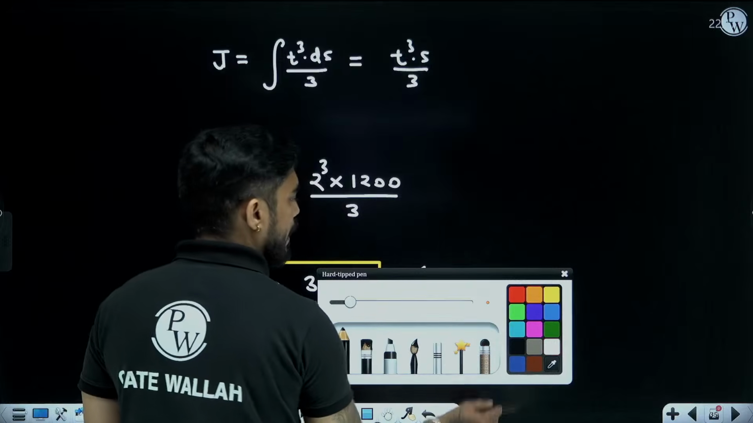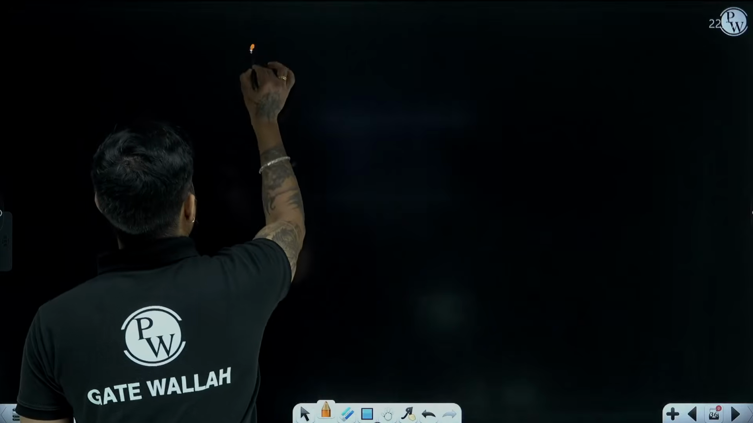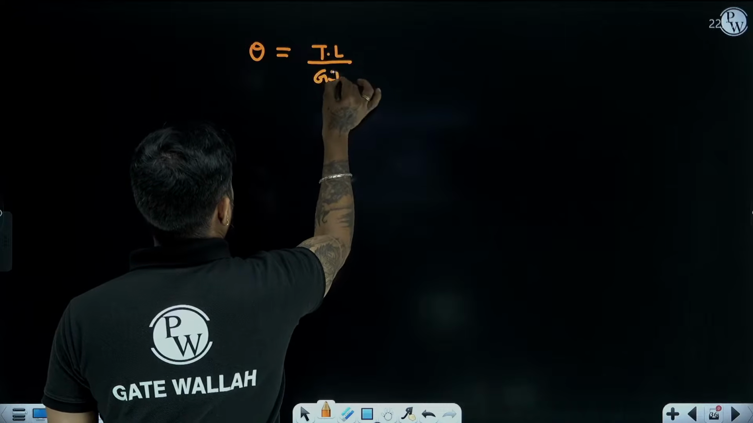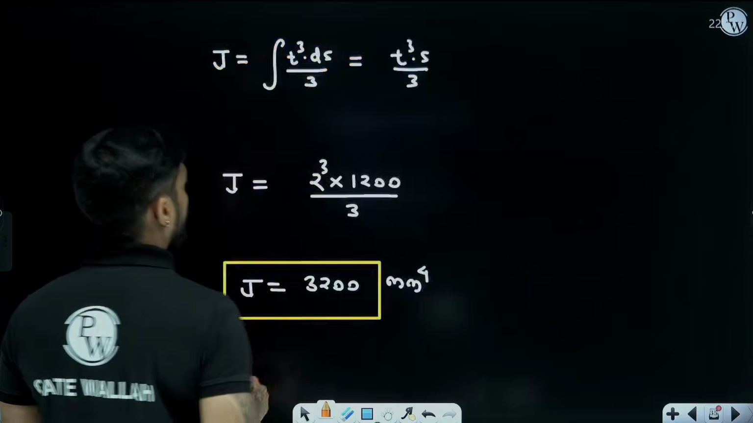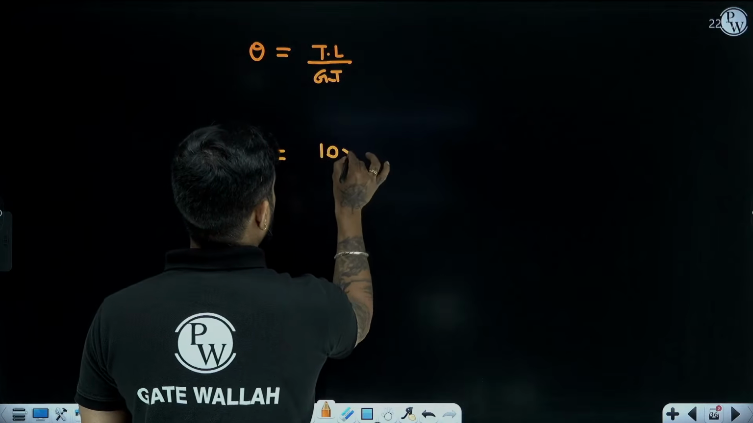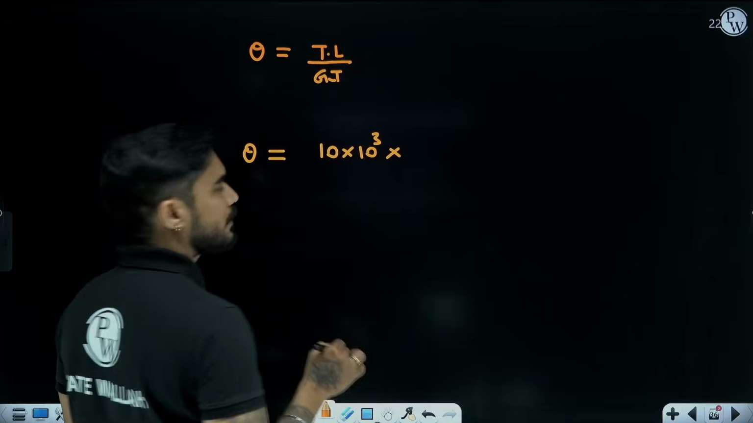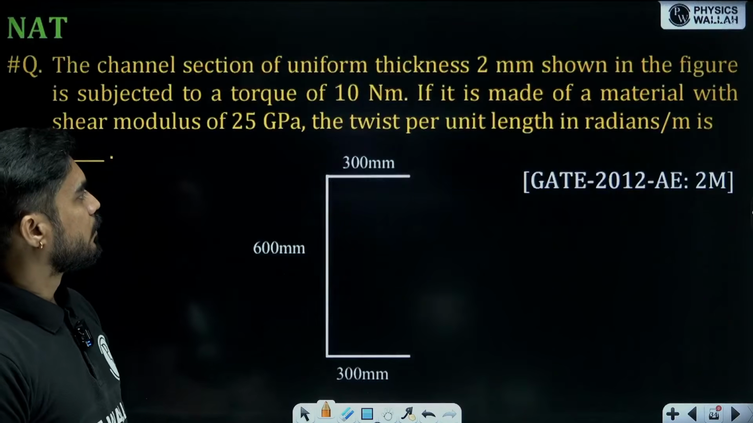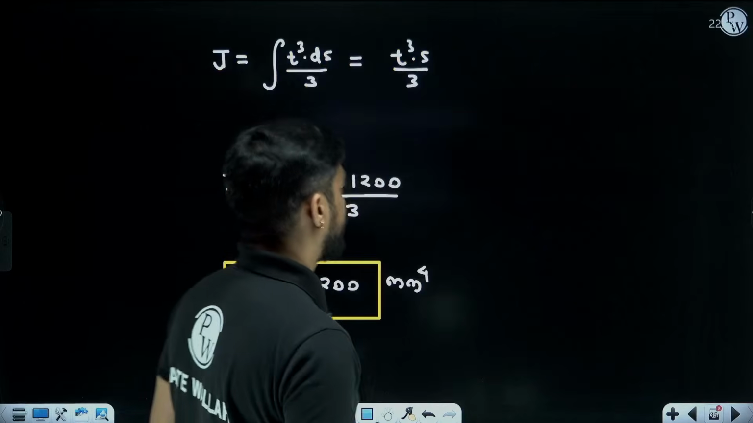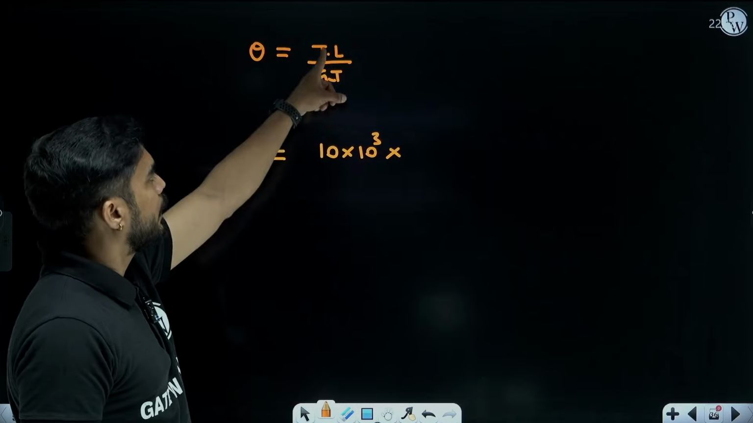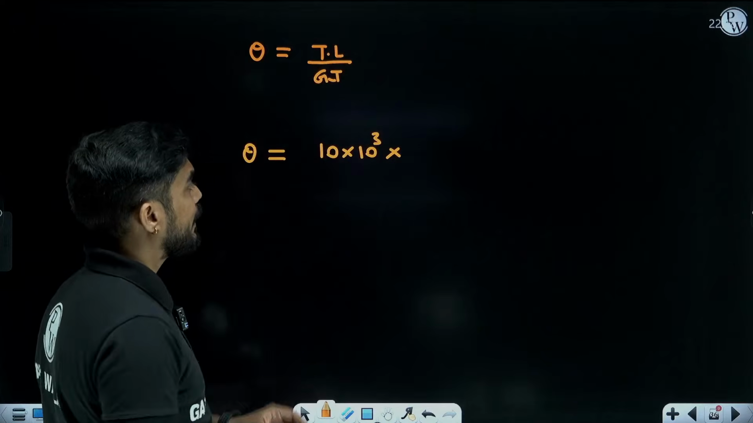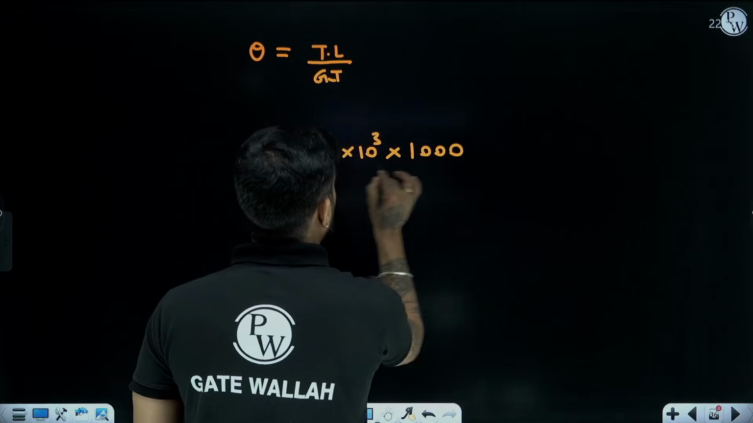Now we need the value of theta. So theta will be equal to T into L divided by G into J. What is the value of torque? 10 Newton meter. Convert it in Newton mm. So 10 into 10 to the power 3. Length. They are asking you to find theta per unit length, radians per meter. If they are asking you in radian per mm, length will be 1 mm. If they are asking you to calculate it in radians per meter, length will be 1 meter, means 1000 mm.